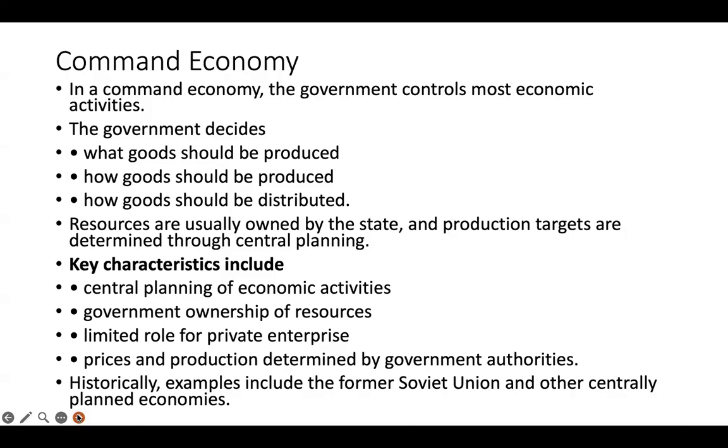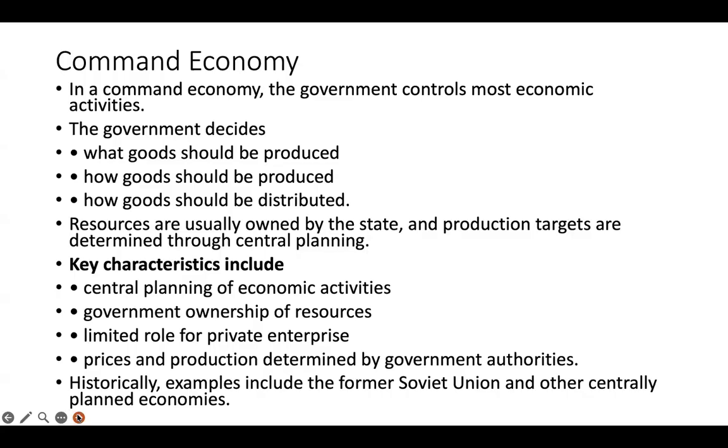So what are some of the characteristics of the economic system? The first feature is that there's central planning for all the economic activities. All the economic activities are directed towards the national priorities, and it has to be determined through the central planning system.